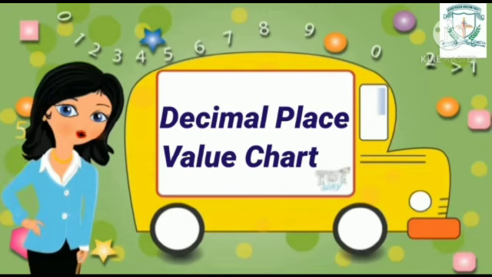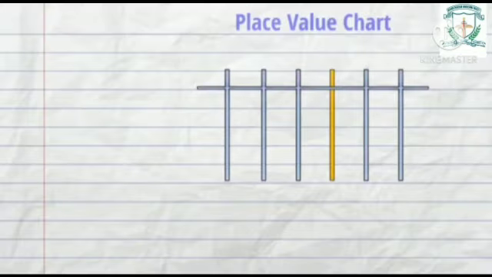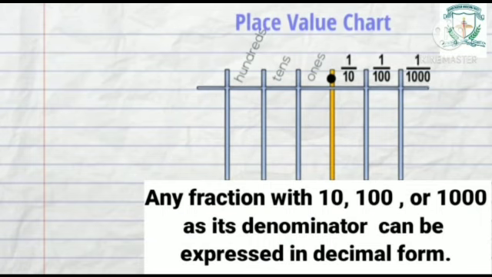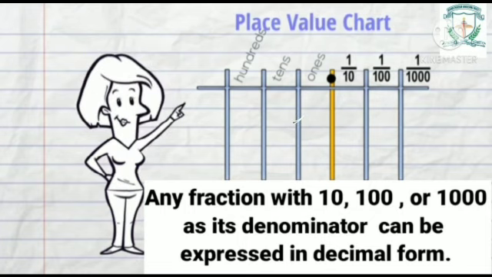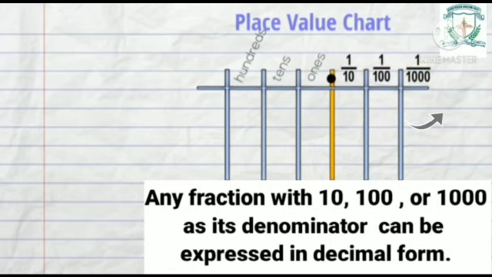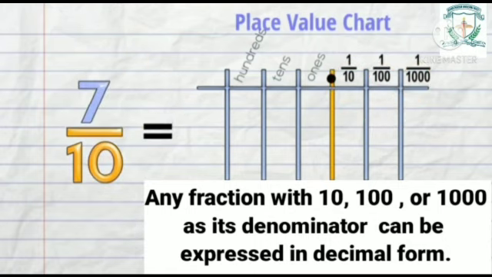Decimal place value chart. Now, let us learn the decimal place value chart. The value of each digit in a number depends upon the place it occupies in the place value chart. Moving to the left, the place value increases 10 times for each step. Moving to the right, the place value becomes 1/10 for each step. Any fraction with 10, 100 or 1000 as its denominator can be expressed in decimal form.